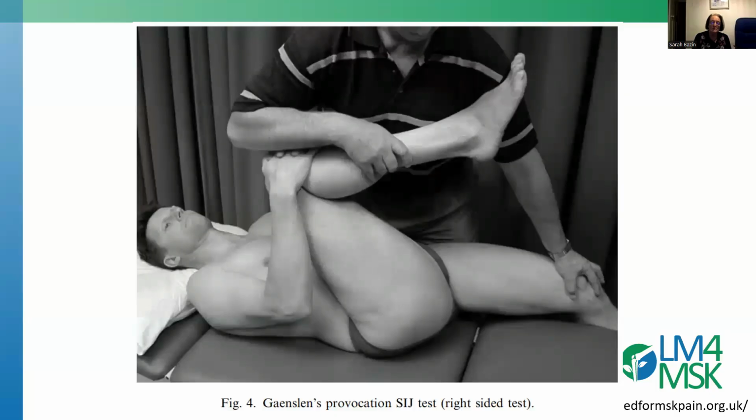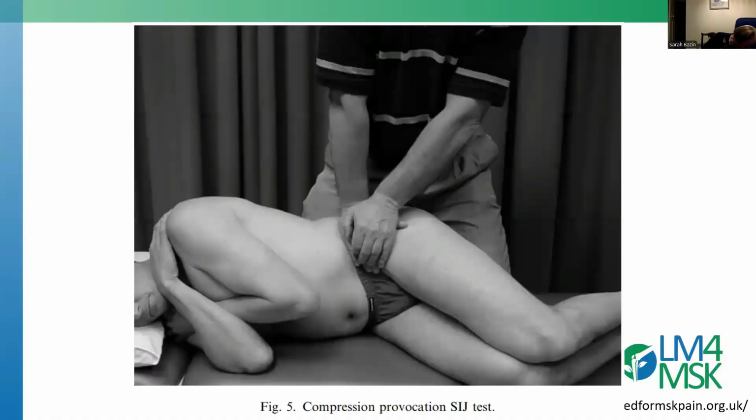The third test is Gaenslen's test. Here we are testing the right side joint, the right sacroiliac joint. You lie the patient on the edge of the couch. The left leg is taken off the couch and allowed to hang downwards, whereas the other leg is flexed forward. So there is a stress on the sacroiliac joint on this side, and if that reproduces the pain, that is also one of the indications that the sacroiliac joint may be involved.